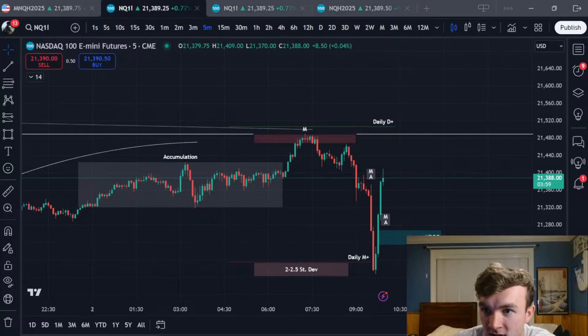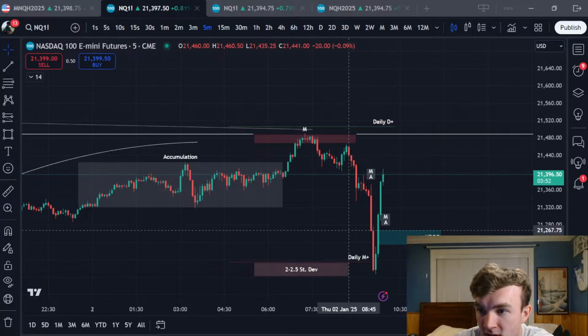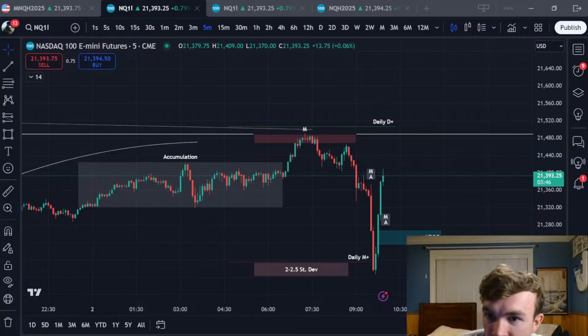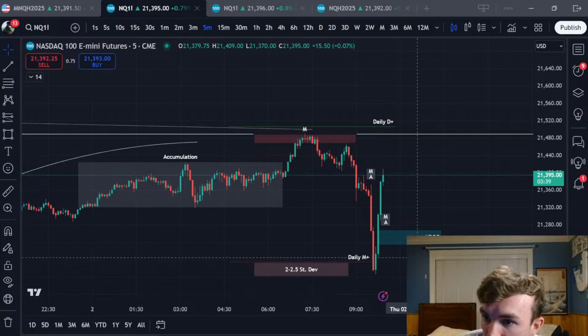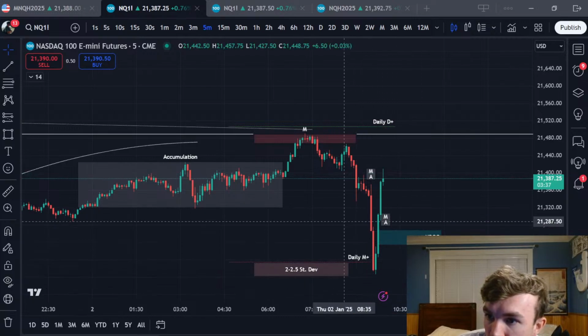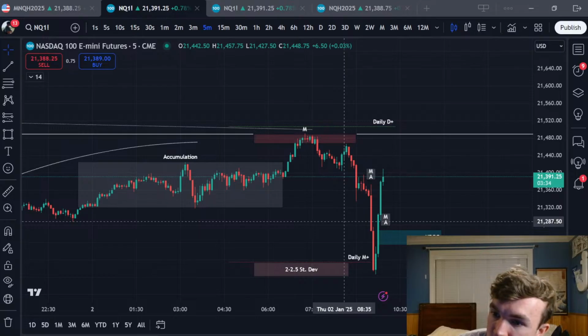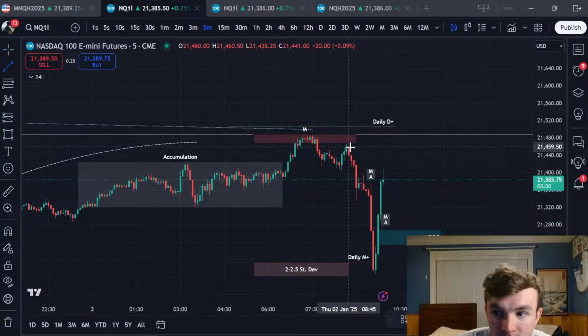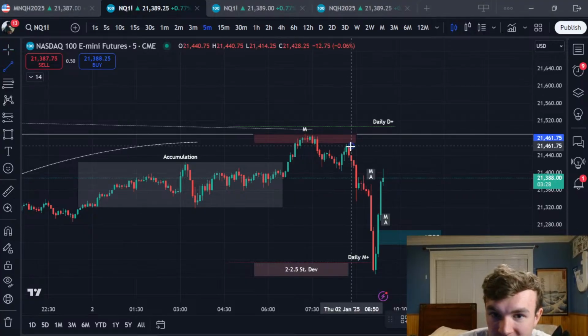So let's look at our session levels. Where's our session stat map? I'm pulling it up right now. We already took out Asia and London, so those are not really useful. You know what's interesting is we went to right here. This was the session manipulation level.